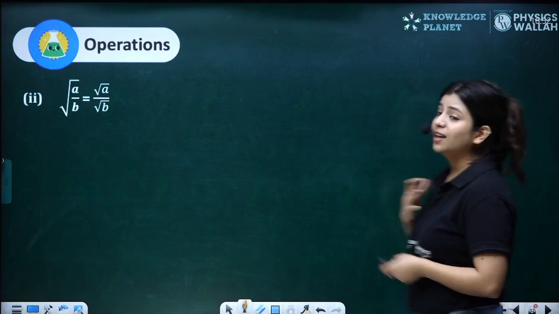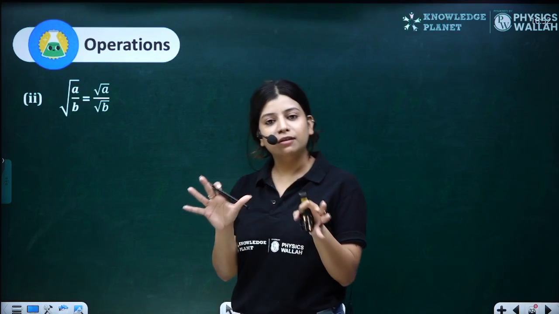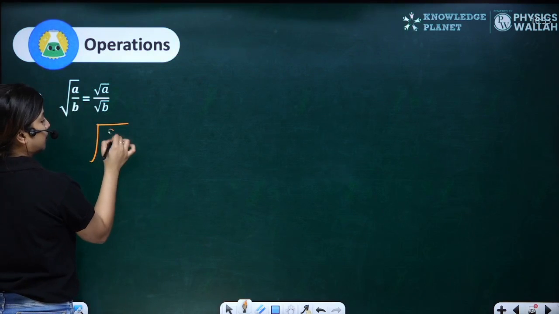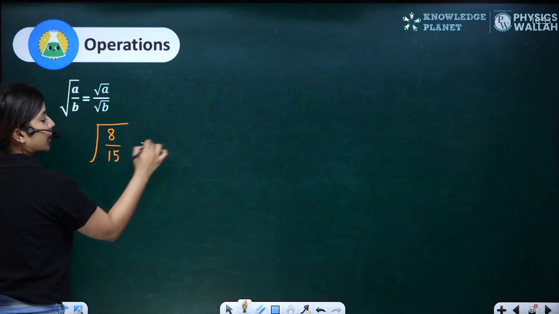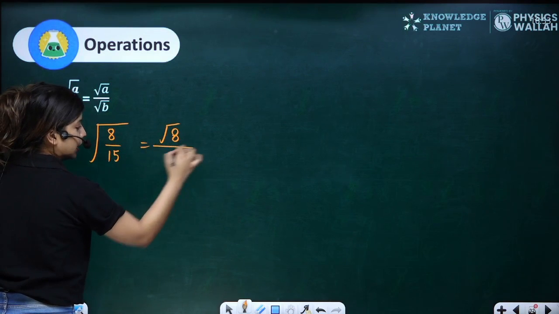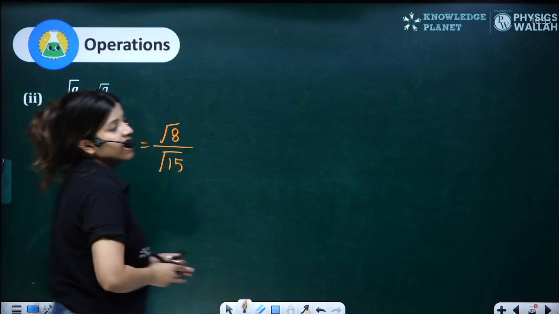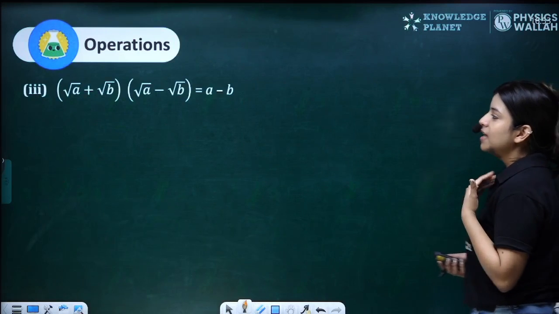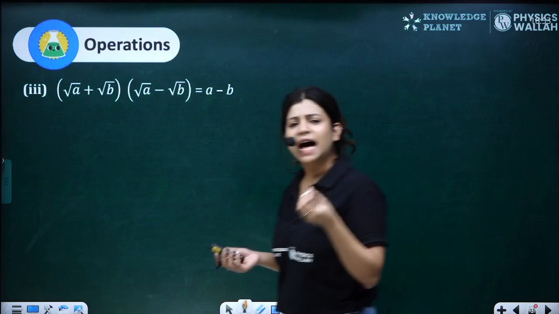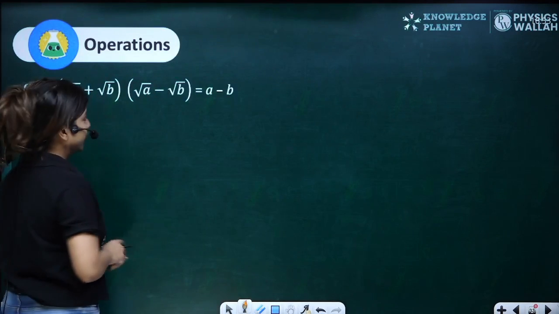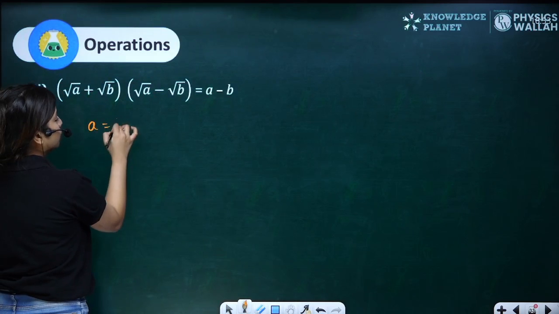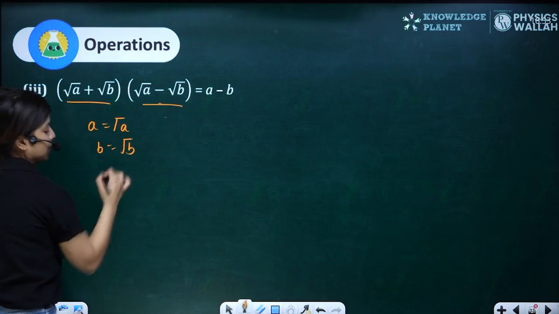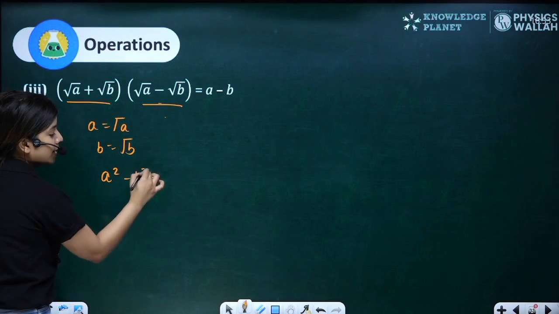The second one is we can separate the division sign of the under root as well. For example, if we have under root of simply 8 by 15, we can write this as under root of 8 separately and under root of 15 separately as well. The next thing that we have is under root of A plus under root of B. This is as simple as the A plus B, A minus B identity, where A will become root A and B will become root B. So we know that A plus B, A minus B is the identity of A square minus B square.